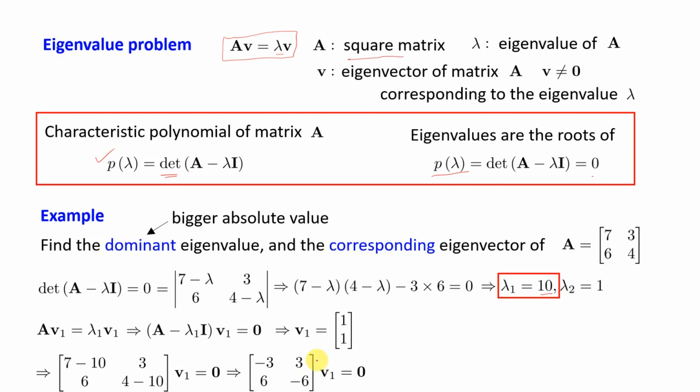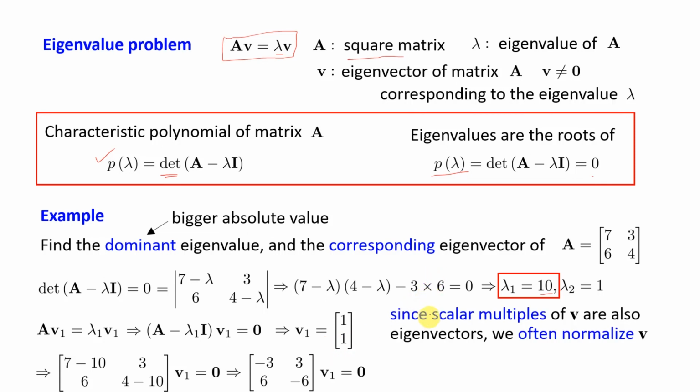Of course, you can say, well, why 1, 1? I can take 2, 2 or 3, 3 or 5, 5, anything will satisfy. The problem is that the eigenvector is not unique. Scalar multiples of V will also be eigenvectors. So usually when we write eigenvectors, you can write any of these vectors, 1, 1 or 2, 2 or 3, 3, it doesn't matter. But usually what we do is normalize V, which means that we divide V by the norm of V. The norm of V in this case is the square root of 1 squared plus 1 squared, so root 2. If we divide V by root 2, then I get the normalized eigenvector, and that is usually how we represent eigenvectors.